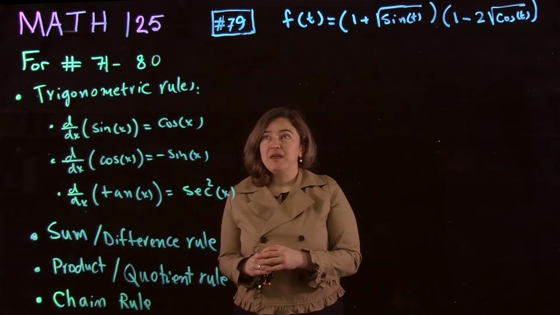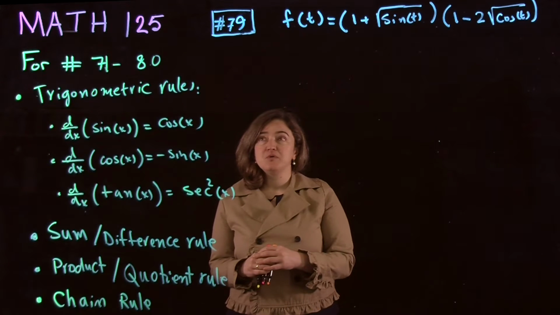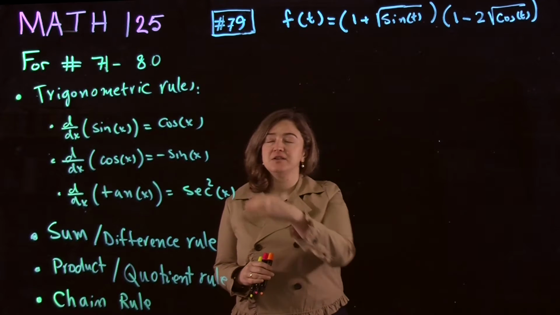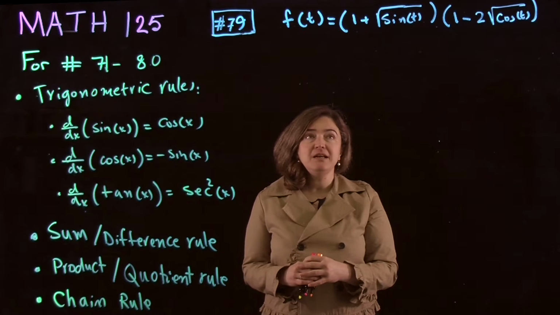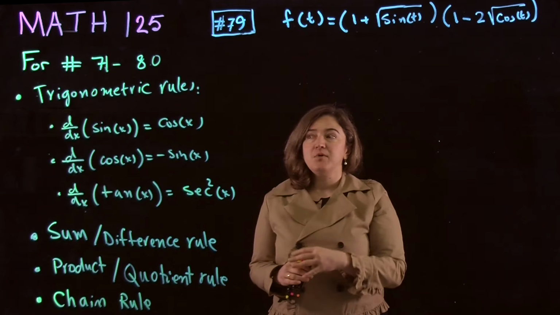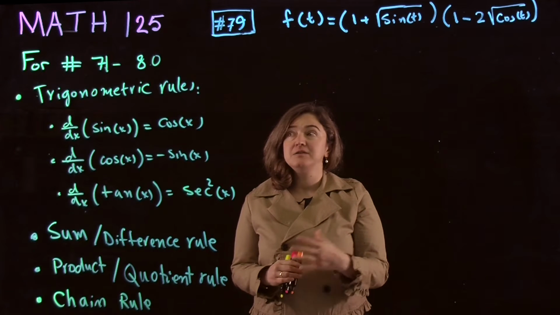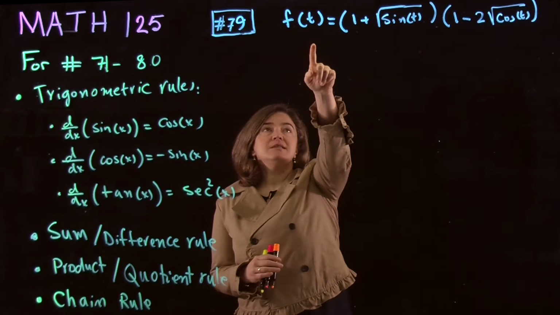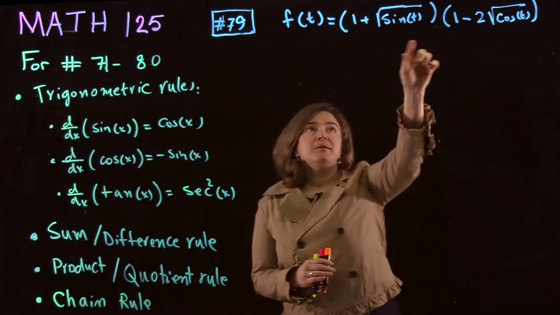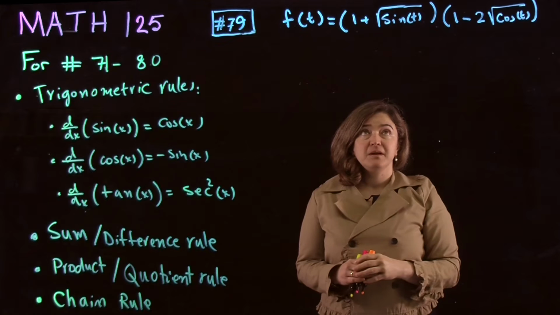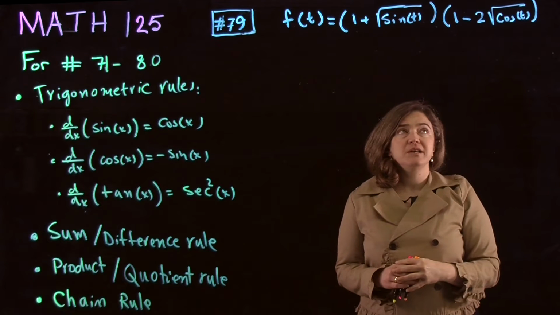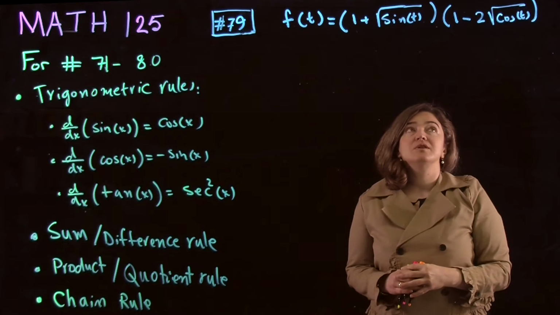Hello, we're continuing with Math 125 gateway questions, this time number 79 out of the series 71 to 80. This series involves derivative of sine and cosine. This question is f of t equal to (1 plus square root of sine of t) times (1 minus 2 square root of cosine of t).